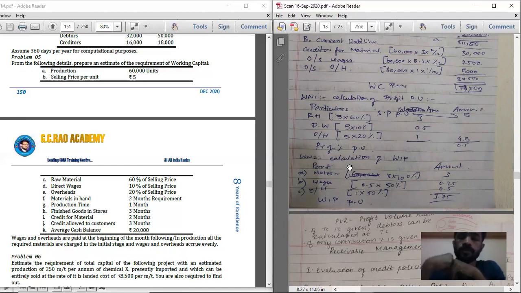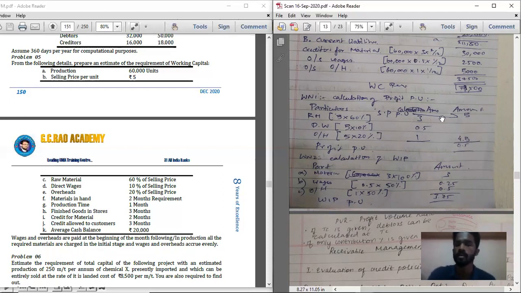Particulars, amount. Below that particulars, now take down small a. What they have told in the question itself, for work in progress, that is in production, all the required materials are charged in the initial stage, that is 100% of the material, and wages and overheads are accrued evenly, that is 50% of wages and overheads. So below that, small a, raw material, open the bracket.